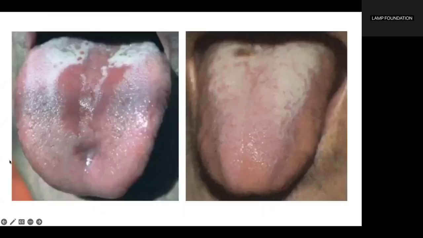So here you could see the red center on the tongue with coating. This is stomach heat.